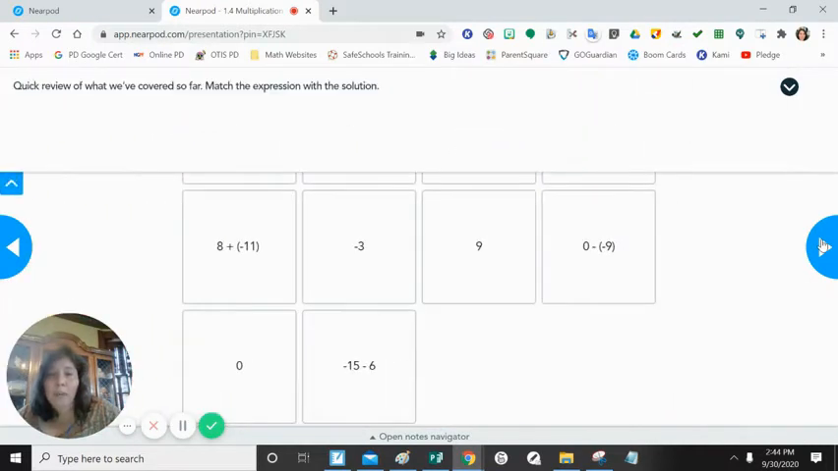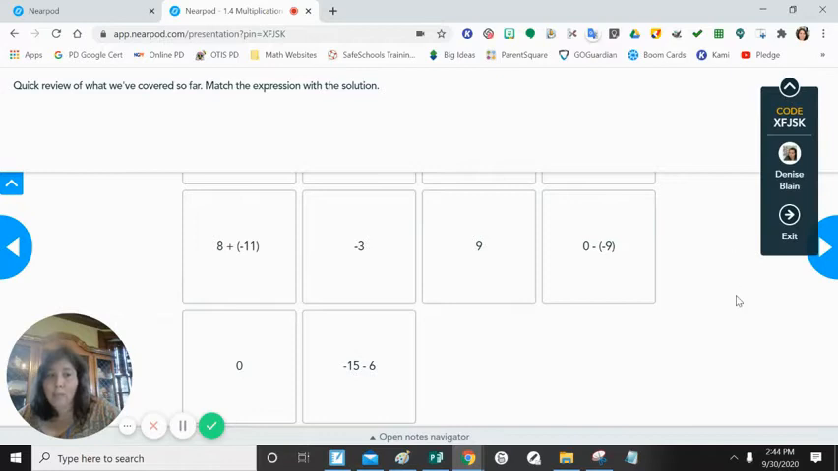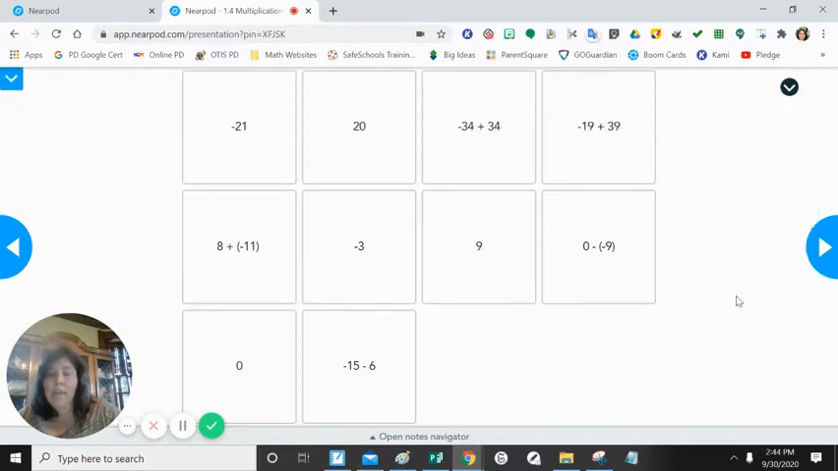This is a quick little flashcard activity that we did in class. If you are able to do the Nearpod student-paced lesson, you will see this flashcard activity and you'll be able to do it on your own. This is just a review of adding and subtracting with integers.